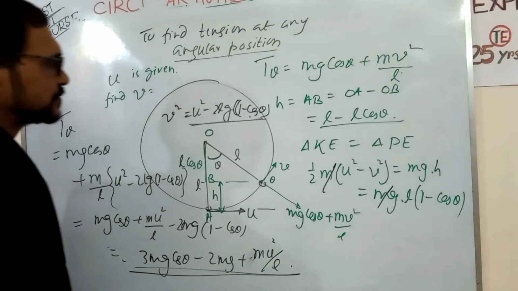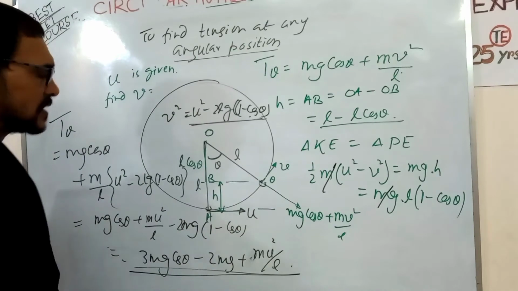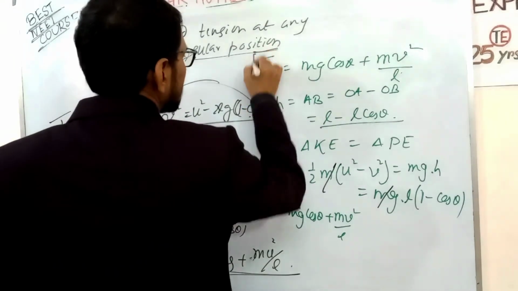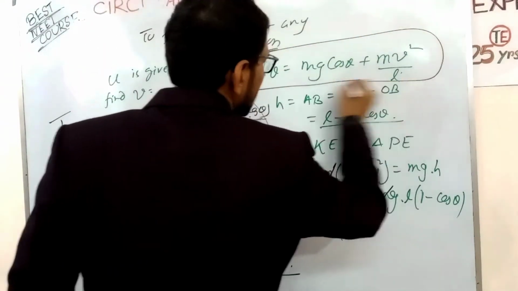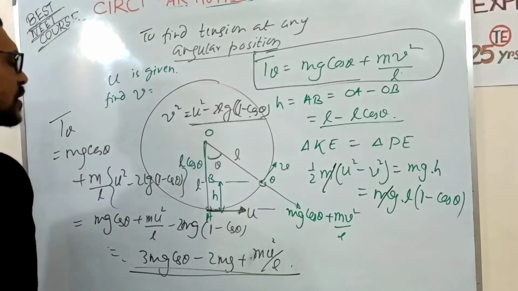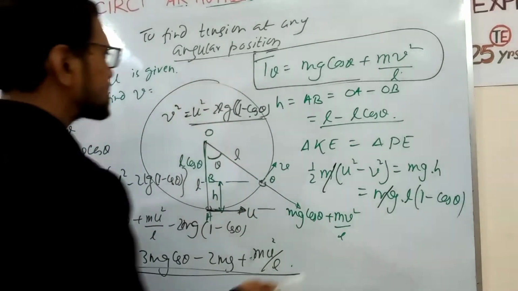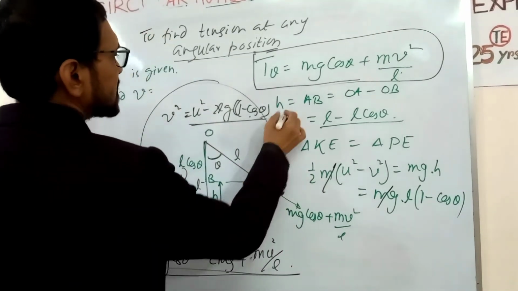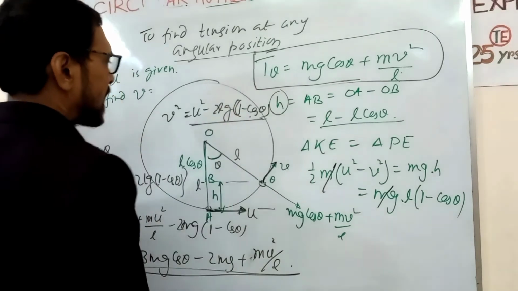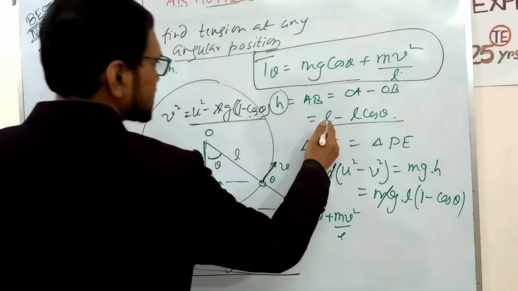So to find the tension at theta, always find the velocity at that point. The general formula is this: tension at any angle theta equals this. Now u is given, so you have to find the velocity. To calculate the velocity at that point, first you find the height AB equal to OA minus OB, that is L minus L cos theta.